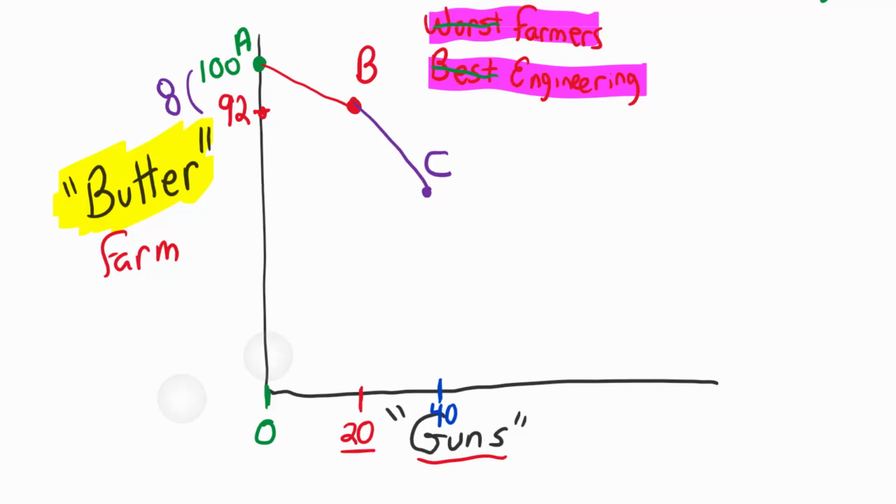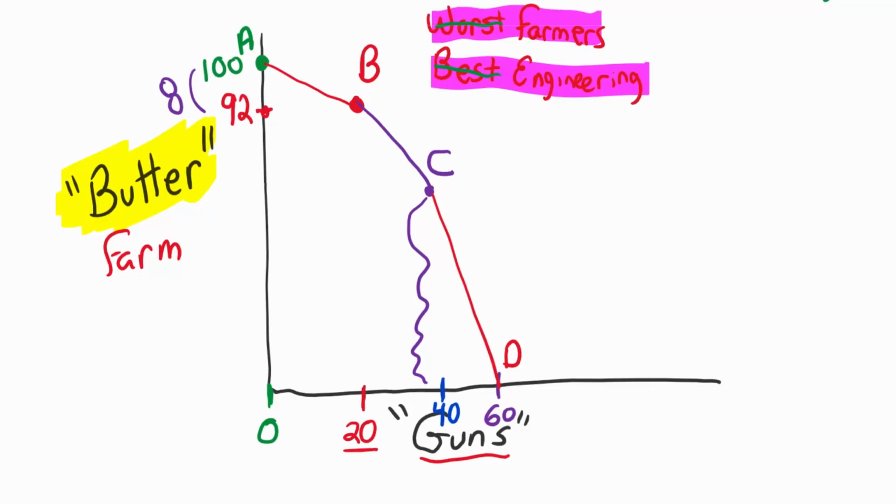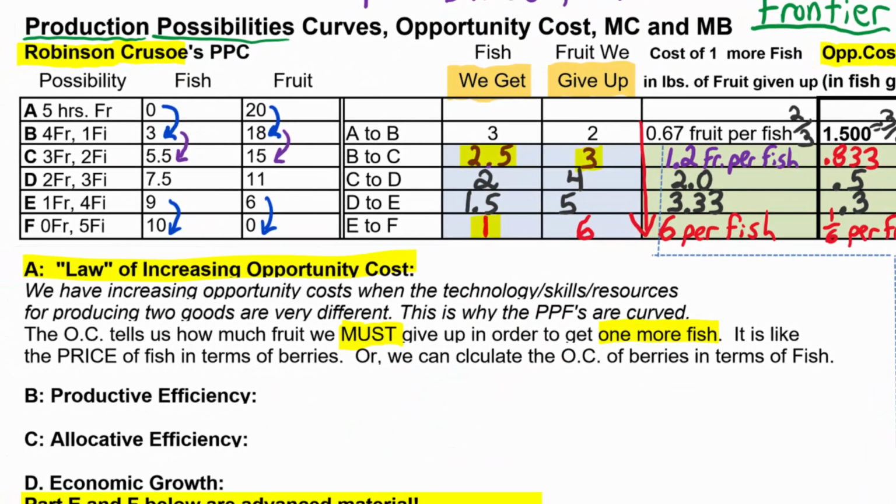Let's just look at one more point. To get 60 guns, we would have to send all of our remaining farmers, because the people we're sending are the people who are really good at farming, but who don't really know the right end of a wrench. So we're not going to be capable of getting a whole lot more guns, but when we move from C to D, what we're doing is we're losing all of the last butter production that we had. So this is the intuition behind this law of increasing opportunity cost here.